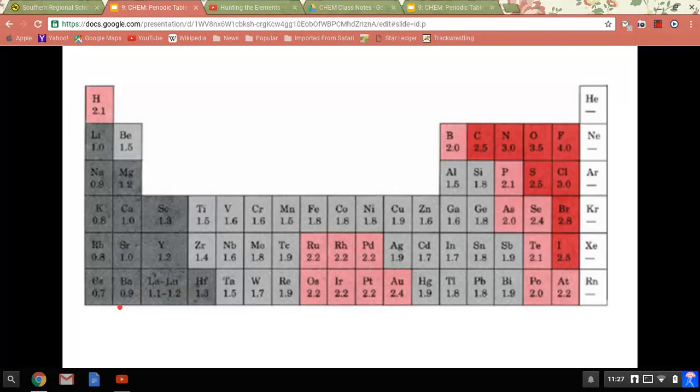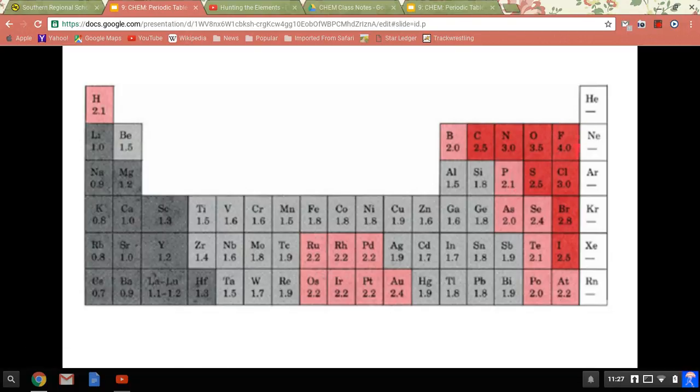Here is a periodic table of electronegativities. So you can see over here, pretty low electronegativities with our alkali metals and alkaline earth metals. The transition metals in the center have medium but still pretty low electronegativities. And then up over here, our nonmetals are a lot better at pulling electrons to themselves because they have almost full valence shells. Here's fluorine over here.